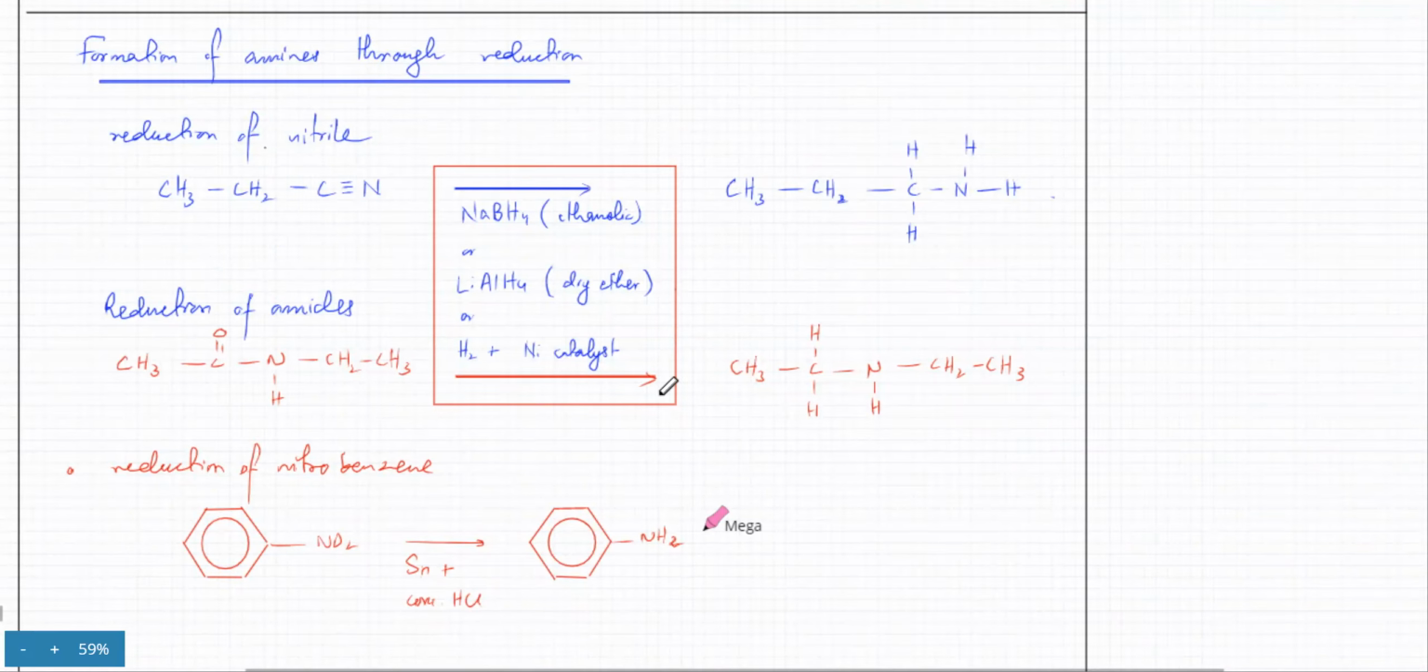Okay, is this clear? Sara, is this clear? Ali, clear? So these three processes will form amine? Yes, they're going to produce amines. Okay.